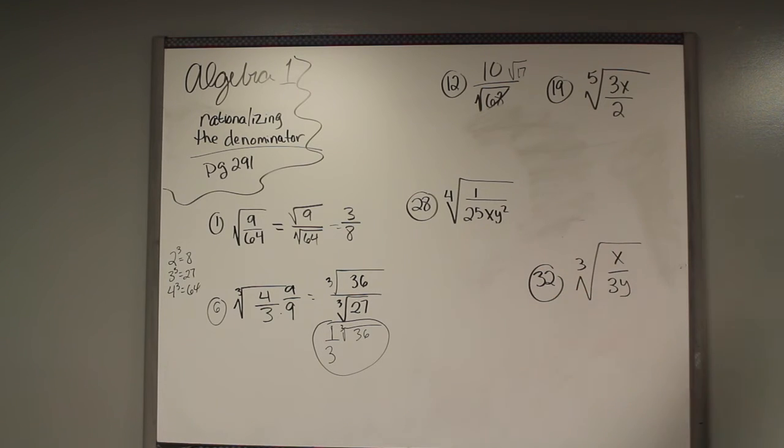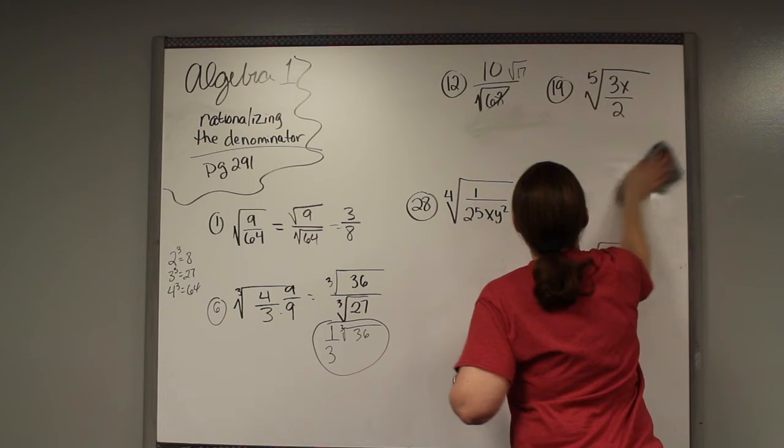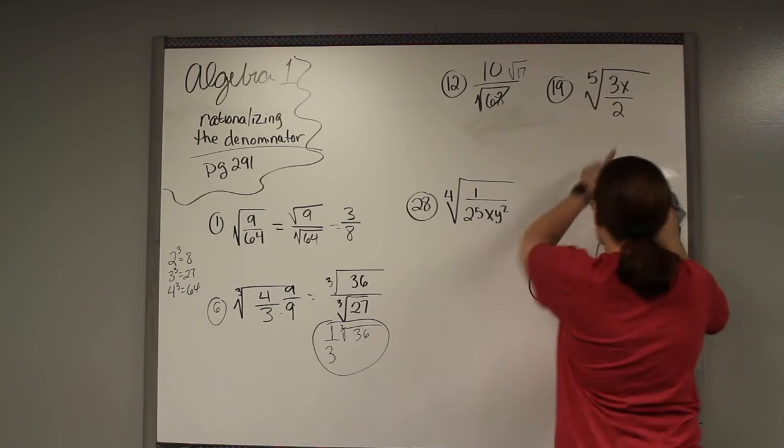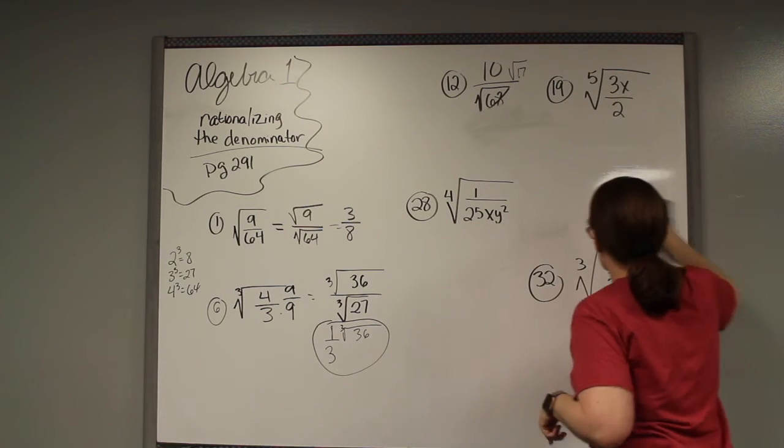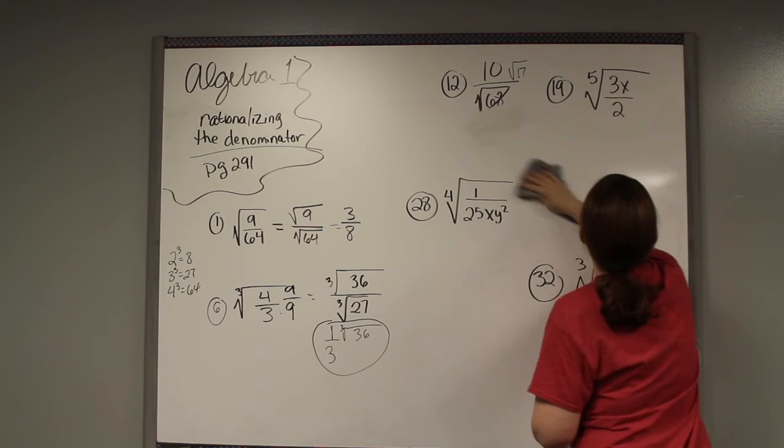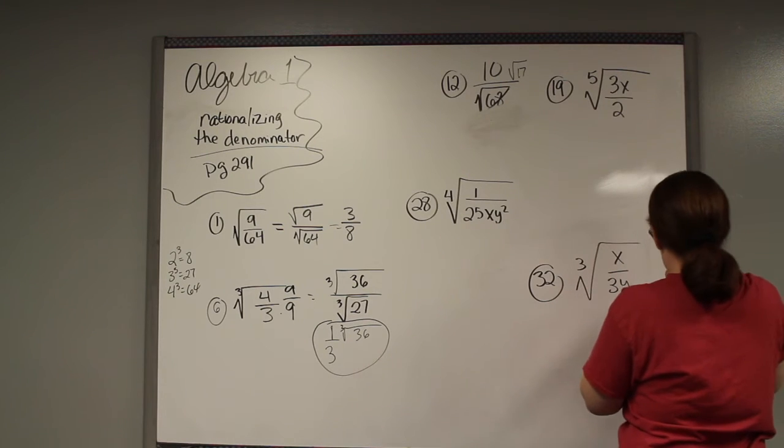Alright, number 19 I picked because it's a fifth root. We don't really work with those a whole lot. So it's going to take a little bit of extra work. Not too much because that's a 2. So that's not a big deal. We just need to figure out what a fifth root is.